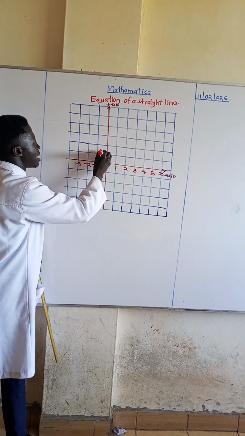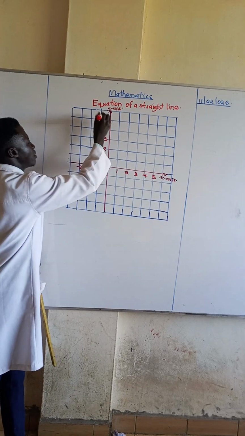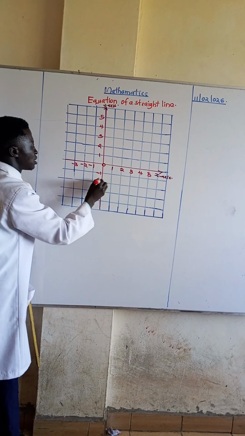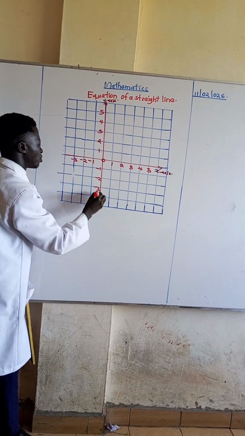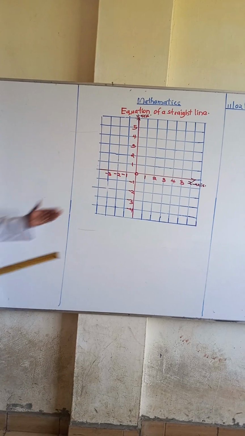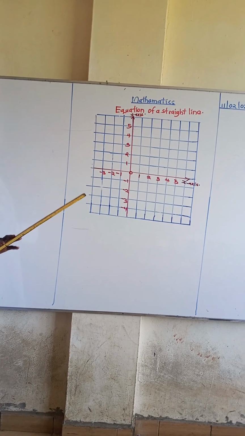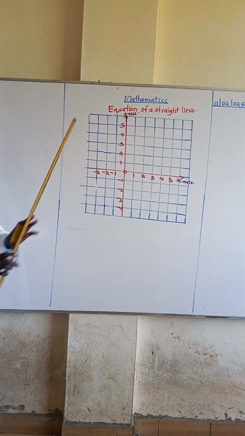As we go up, that is 1, 2, 3, 4, and then 5. As I go down, I have -1, -2, and -3. Maybe I can add -4 there. Now I've already plotted my points, and therefore I might be requested to draw some line. Let me just draw a line.